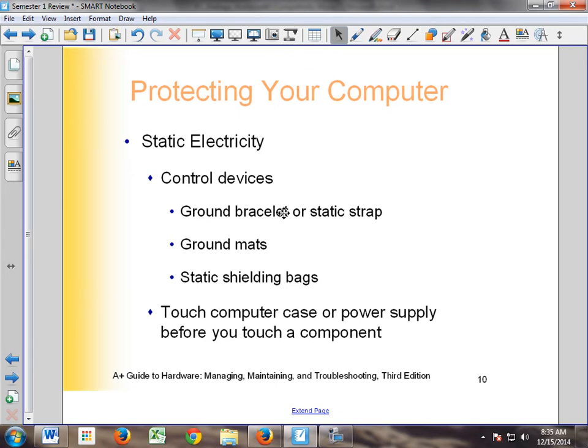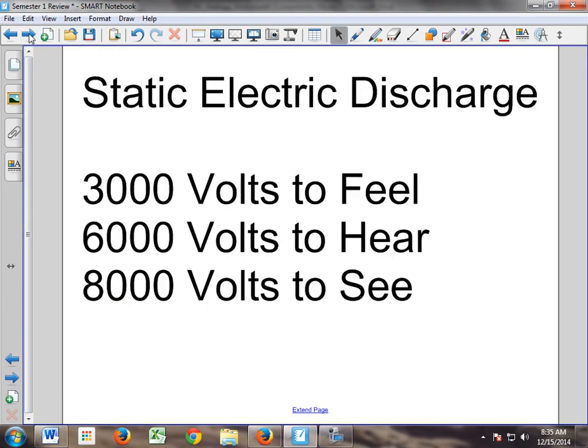Remember back from chapter 3, static electricity, we should have in our notes what static electricity is to feel, hear, and see. Do you remember what those voltages are? From our notes, in order to feel it, it has to discharge at least 3,000 volts. In order to hear it, at least 6,000. In order to see the spark, at least 8,000. So if I said you could discharge X amount of voltage without even knowing it, it'd be up to 3,000. As soon as it's over 3,000, you'd be able to feel it. Here you can feel it and hear it. Here you can feel it, hear it, and see it.